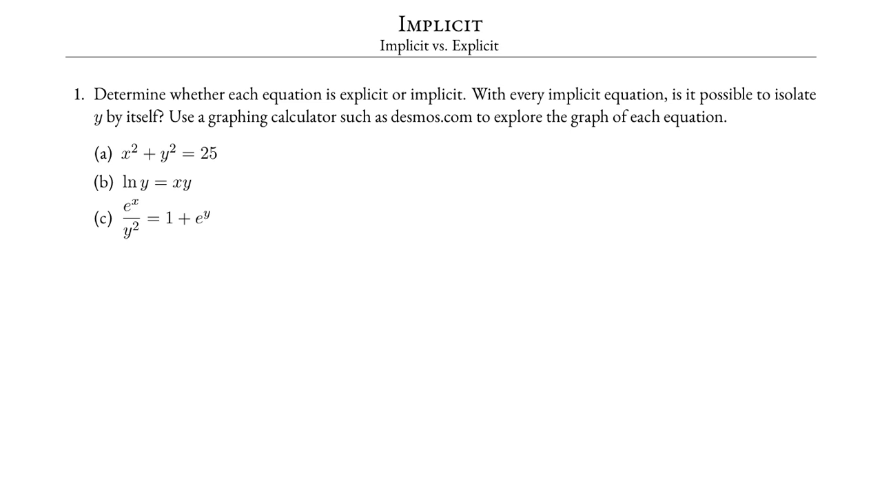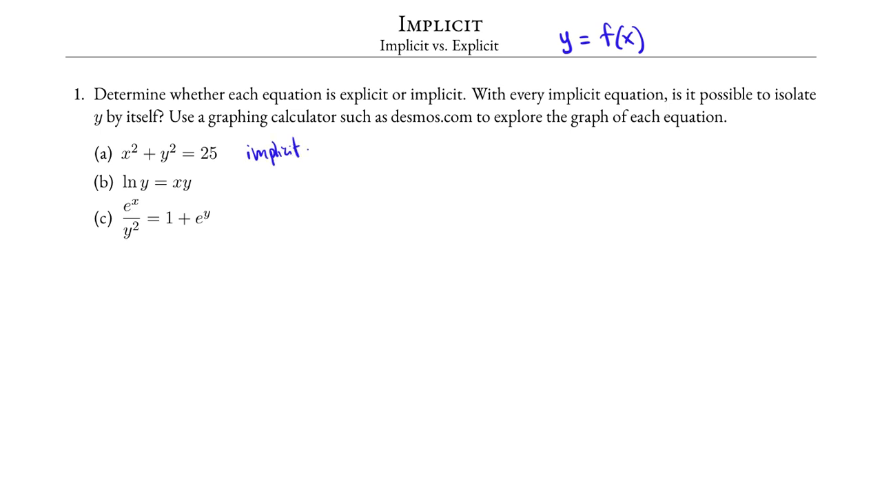It is not written in the form y equals a function in terms of x only. The key word here is that it is not written, not that it can or cannot be written in that form. We see that this is not in the form y equals, and so x squared plus y squared equals 25 is written in implicit form.